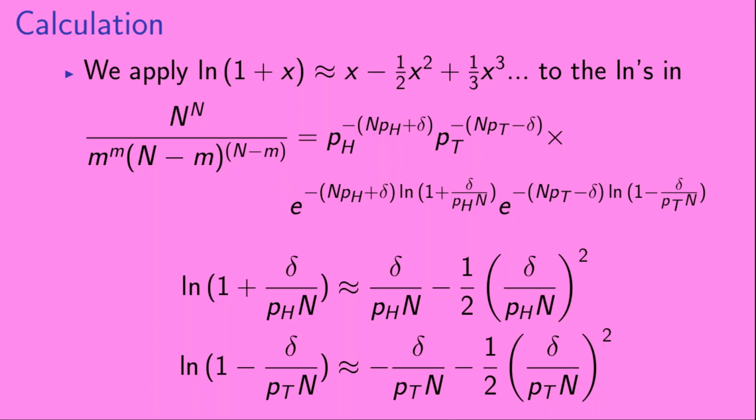We're now going to apply this to the natural logs inside the exponents of our expression. So we're going to approximate the natural log of 1 + δ over ph n as δ over ph n minus 1/2 (δ over ph n) squared. And we're going to approximate the natural log of 1 − δ over pt n as minus δ over pt n minus 1/2 (δ over pt n) squared. In both cases, we've only used the first two terms in the series expansion.